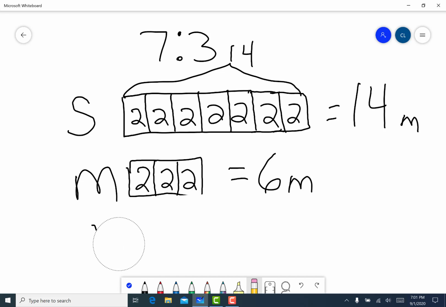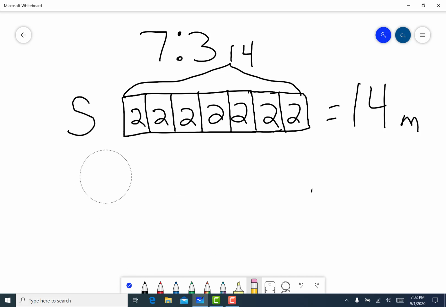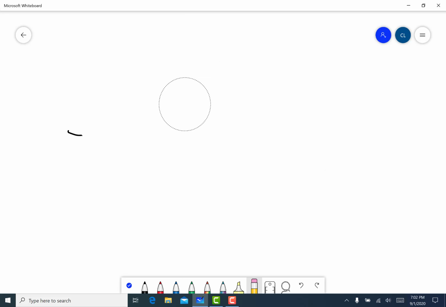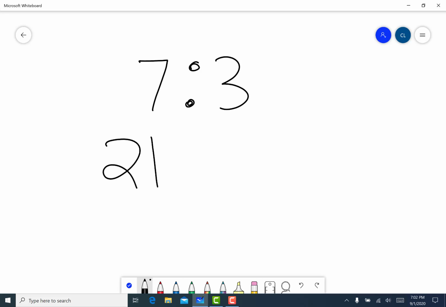But let's look at something else here. I'm just going to pull up the ratio. Since it was 7:3, would 21 to 9 be an equivalent ratio? I'll give you a few seconds. Again, discuss that. Do you think 7:3 is an equivalent ratio of 21 to 9?